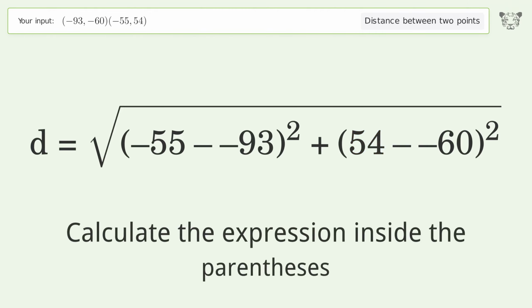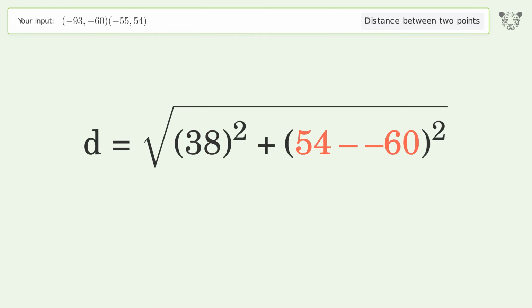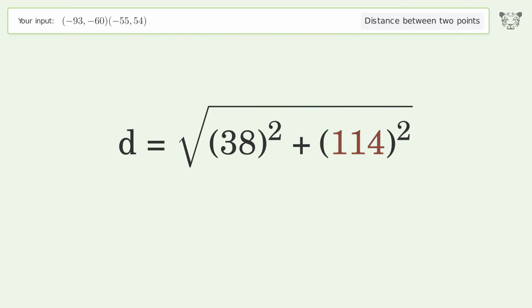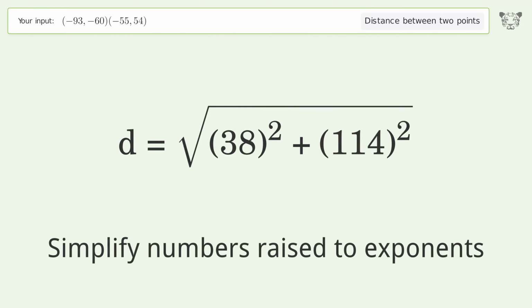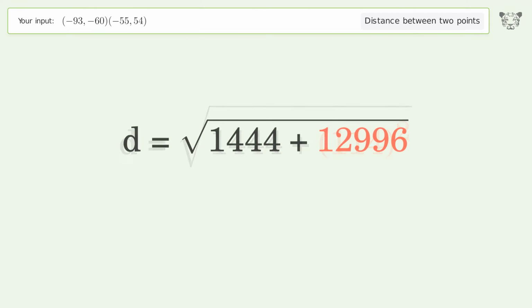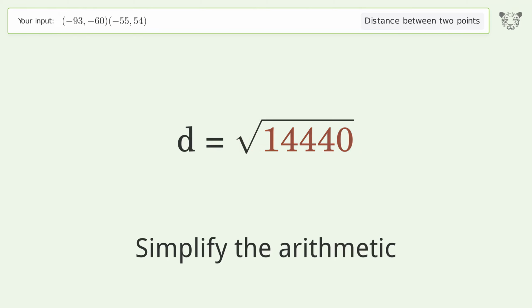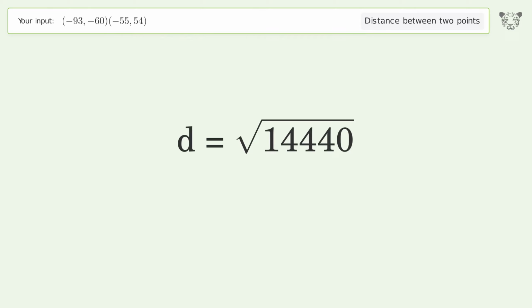Calculate the expression inside the parentheses. Simplify numbers raised to exponents. Simplify the arithmetic. And so the distance between the 2 points is the square root of 14,440, or 120.167.